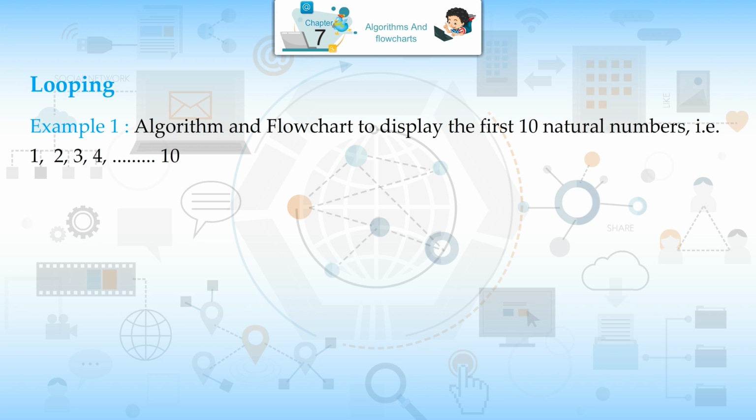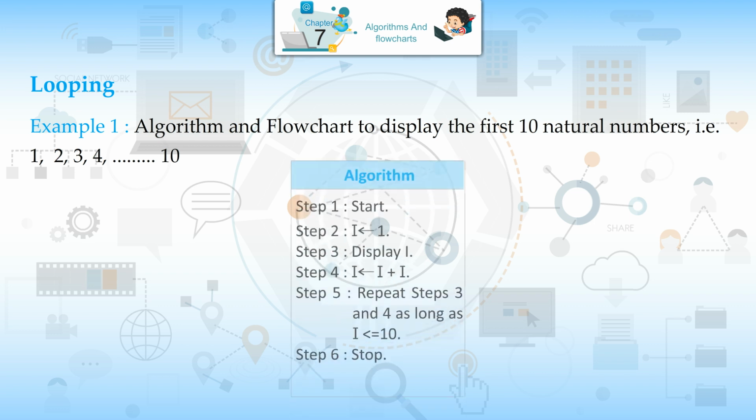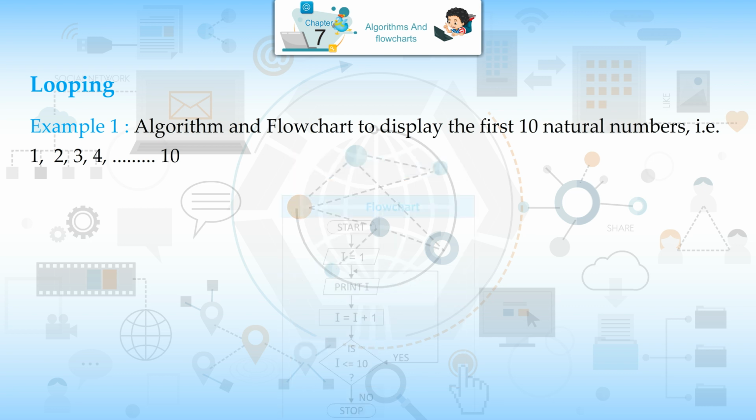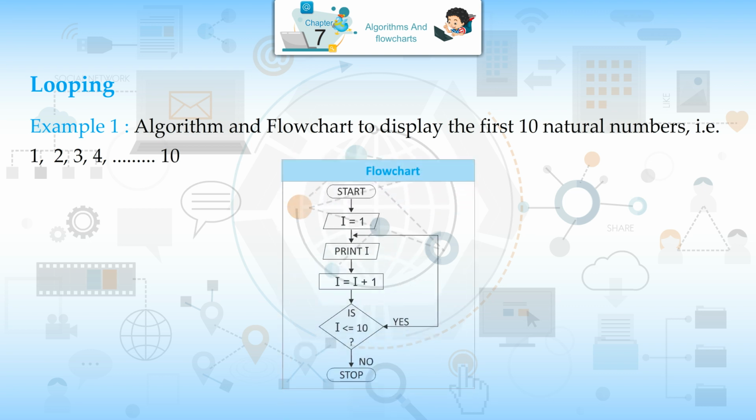Example 1. Algorithm and flowchart to display the first 10 natural numbers, that is 1 to 10. Algorithm. Step 1. Start. Step 2. I equals 1. Step 3. Display I. Step 4. I equals I plus 1. Step 5. Repeat steps 3 and 4 as long as I is less than or equal to 10. Step 6. Stop.